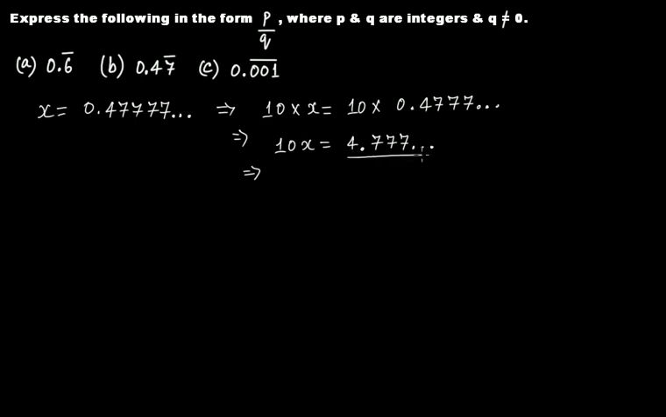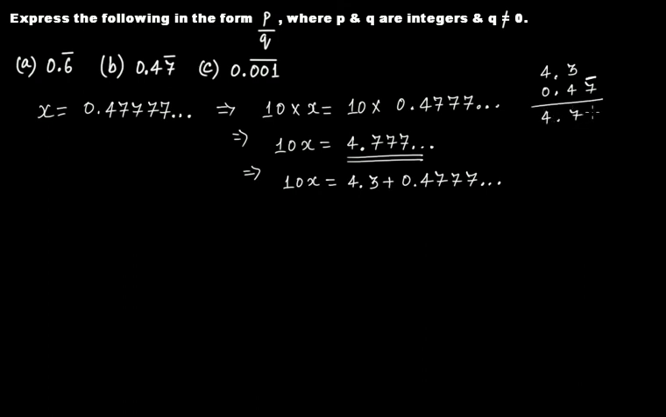And from here you can rewrite this as 10x is equal to 4.3 plus 0.4777 and so on. Why? When you add these two numbers together, this is 4.3 and this is 0.4 and 7 bar over 7. This will give you 4.7 and 7 bar over here. It means this is nothing else but 4.7777 and so on. That's the same thing here, right?